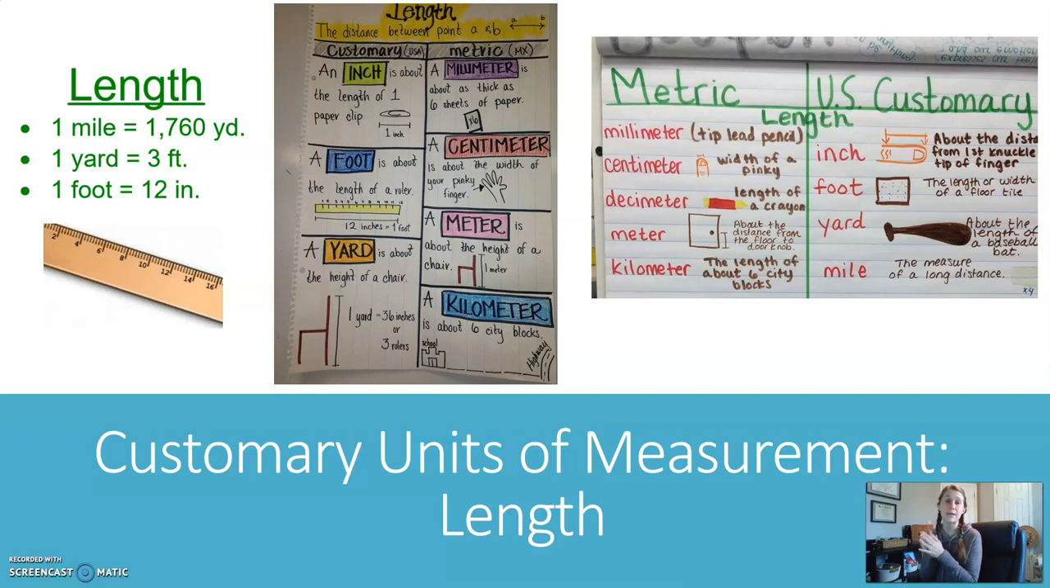So I'm going to start with the metric side of the anchor charts. So millimeter was our smallest unit of measurement within the metric units, okay? A millimeter, I want you to take your pinky like this, and I want you to look at how thick your nail is on your pinky, like the thickness of your nail. That's about 1 millimeter. You can see in this anchor chart, it says that it's about the thickness of 6 sheets of paper. This anchor chart says the tip lead, like the lead tip of a pencil. Either way, millimeter, very, very small.